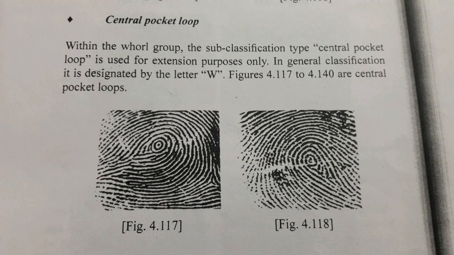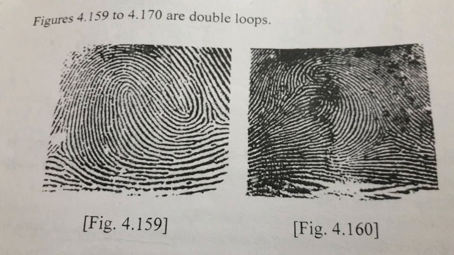Then accidental. A pattern which does not fit in any of the categories is considered accidental. These are tricky patterns which can be combinations of 2-3 patterns like whorl and arch, some different patterns that do not fit any category, and they come under accidental patterns. Friends, this is something about the pattern types.